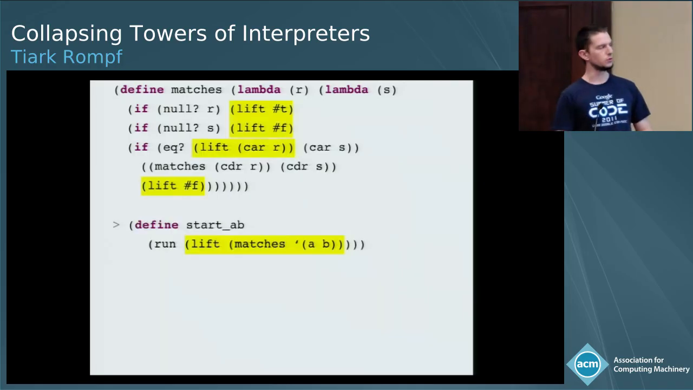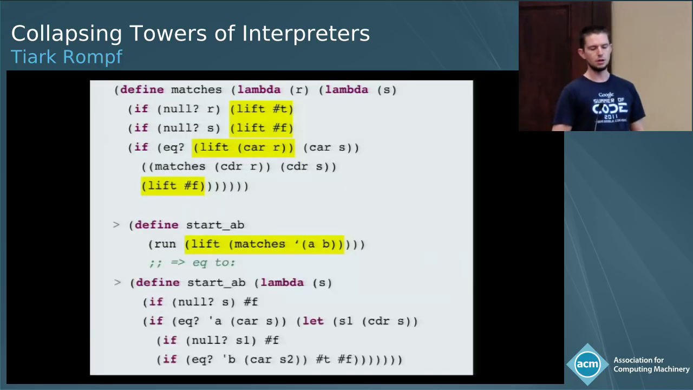Right? So what we want to do is get a function start AB that partially applies matches to a pattern string and then gets a compiled function that does the matching in a more efficient way. Right? And we do that by calling matches with the pattern as the first argument, and that gives us back a function, and then we lift that function. Okay, so that's the intuition.